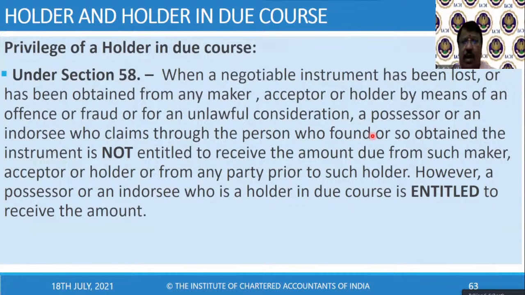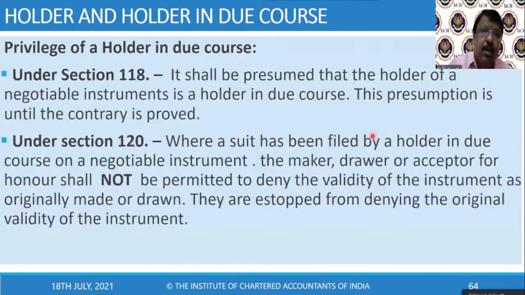See, because again, what is the definition of holder in due course? When he becomes holder in due course, he obtained it for consideration without knowledge of the defect. He is not aware that it was obtained for unlawful consideration, right? It shall be presumed that the holder of a negotiable instrument is a holder in due course. Remember, this is a presumption. Any holder is a holder in due course. If you are the acceptor and you don't want to pay, you have to prove that he is not a holder in due course. Means you have to prove that he had knowledge of the defect, that he didn't pay consideration. You have to prove.